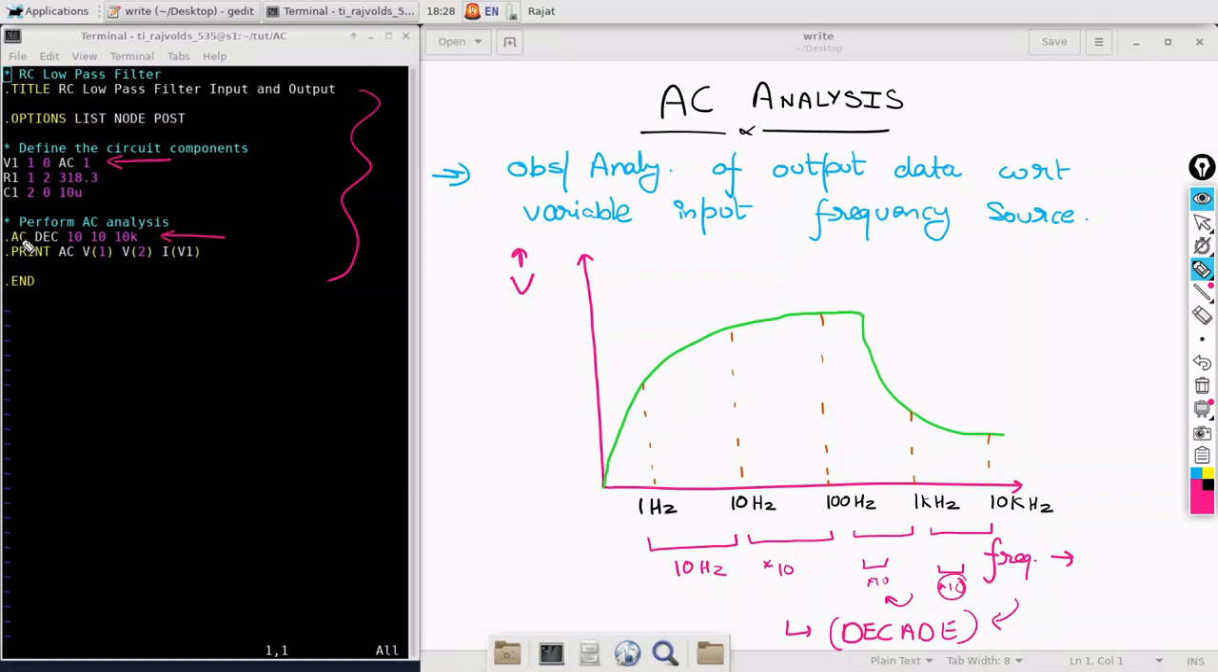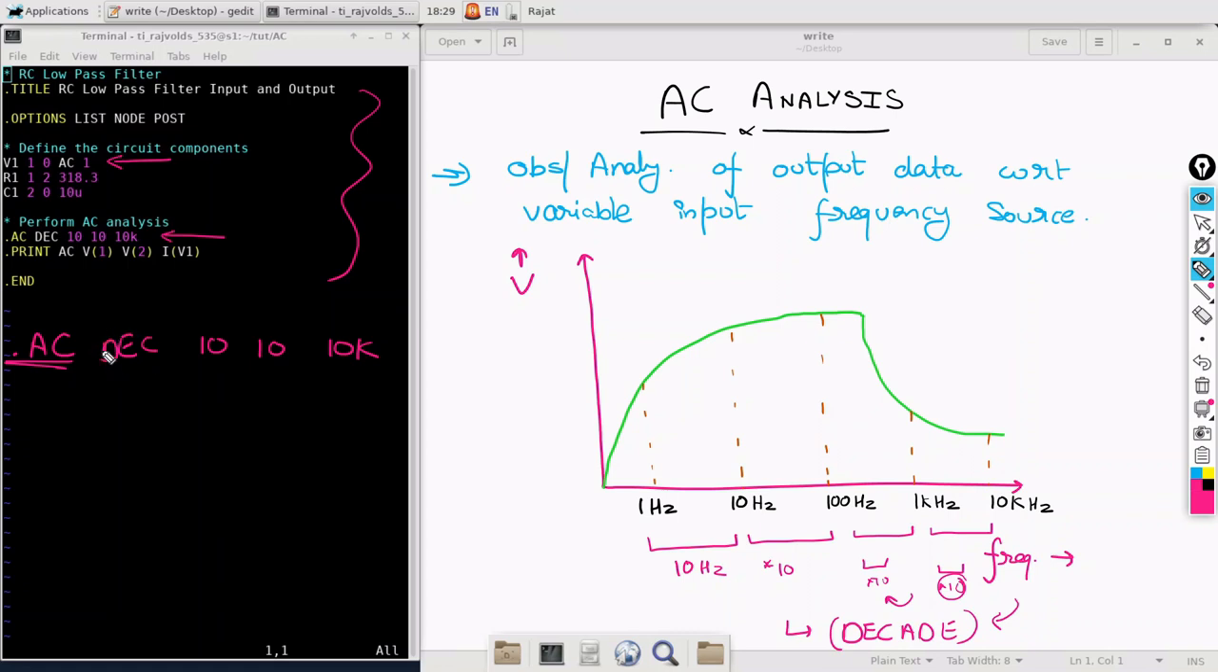Coming to this statement, that is the .AC analysis statement: .AC DEC 10 10 10k. This .AC is for specifying to HSPICE that we are doing AC analysis. It is the same as how we wrote .DC for DC analysis and .tran for transient analysis. So for AC we are writing .AC.